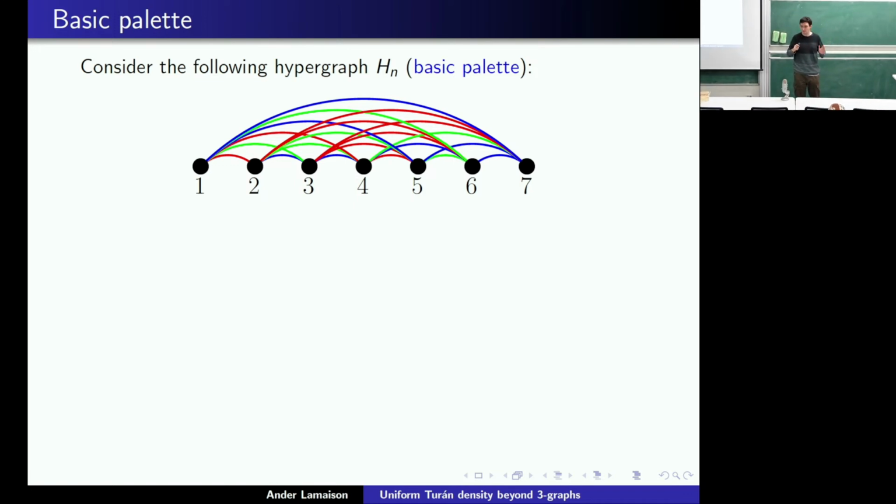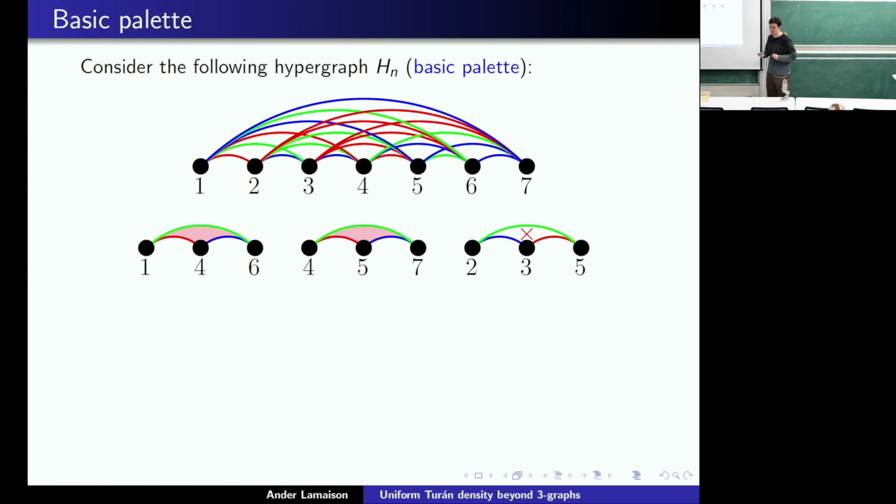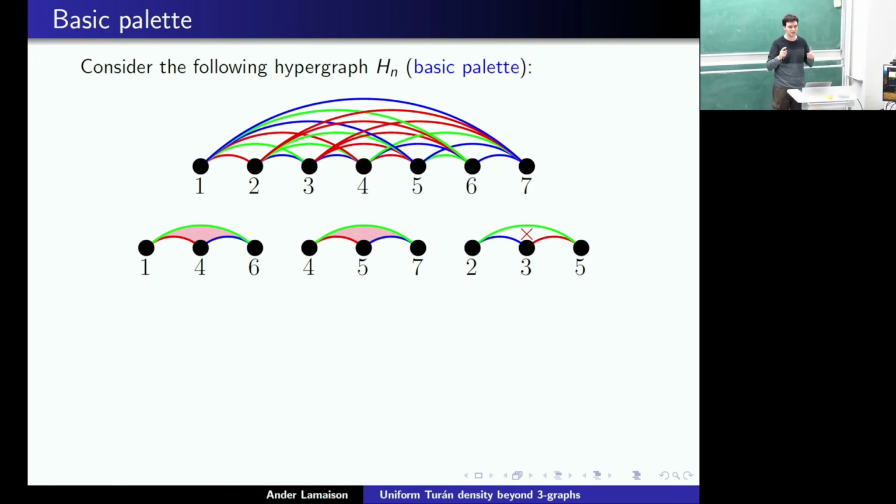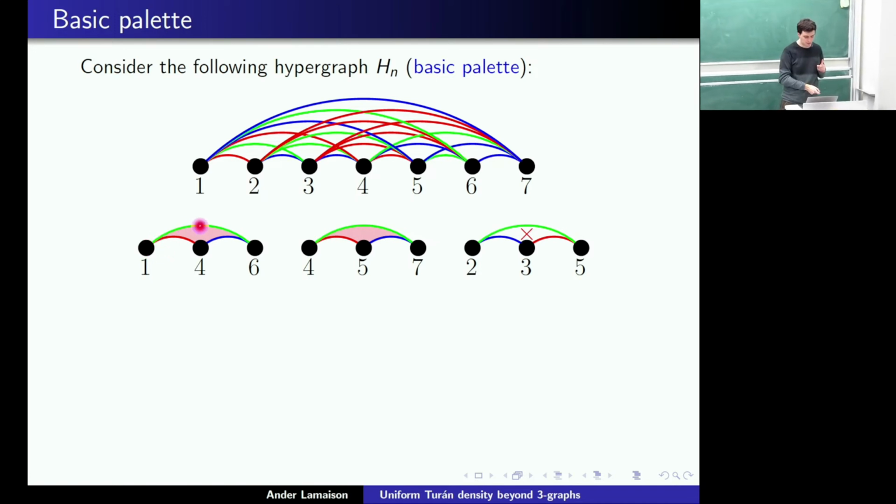So to generate the hypergraph, for every triple of vertices, we are going to look at what the colors between them are. So let's say that the three vertices are i less than j less than k. So we want the pair ij to be red, the pair ik to be green, and the pair jk to be blue, in this order. You don't need to remember the colors. We will not use them later.